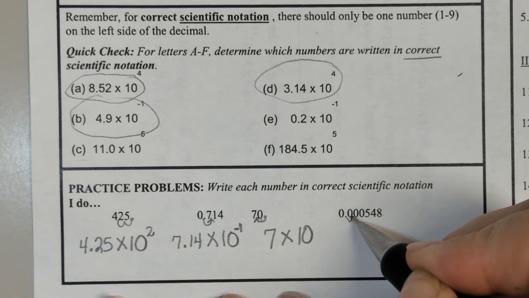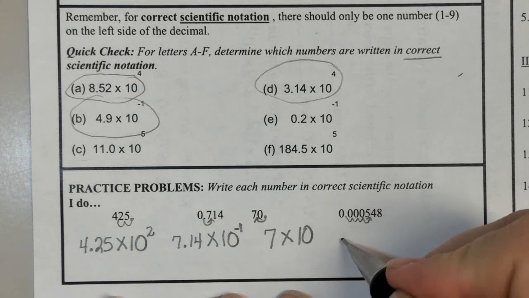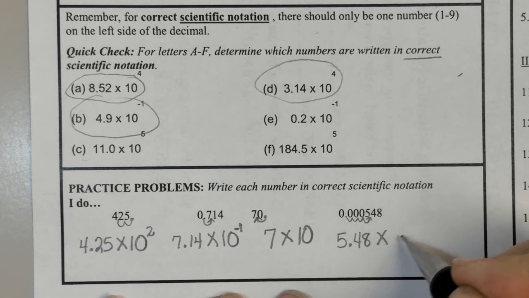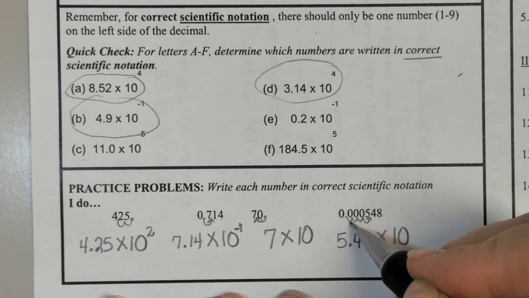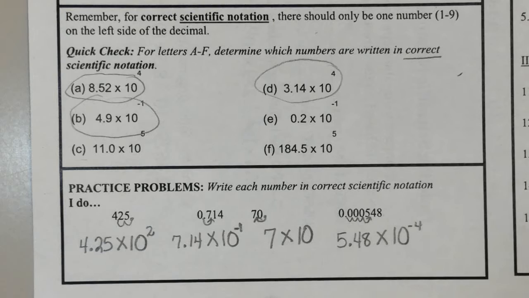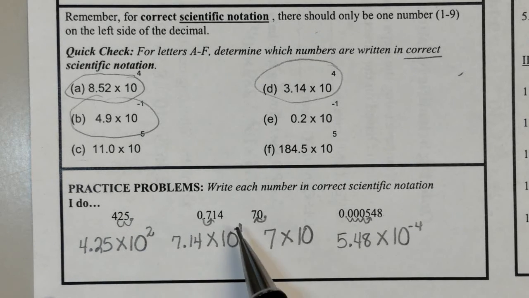This decimal must move 4 places to the right, so my new decimal number is 5.48 times 10, 1, 2, 3, 4, to the negative 4 power. One way that I remember if my exponent has to be negative or positive is if the number in standard form is greater than 1, it's going to be a positive exponent, but if it's less than 1, like these two, it's going to be a negative exponent.